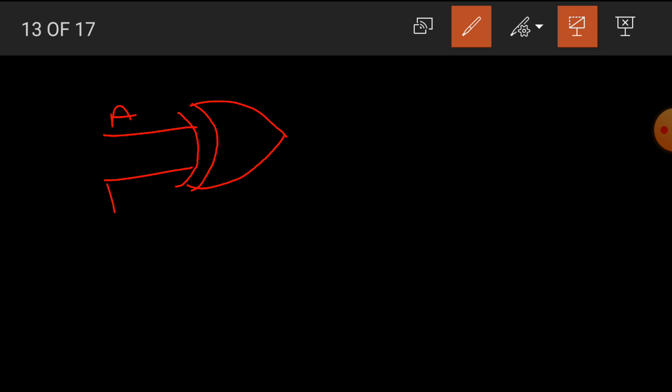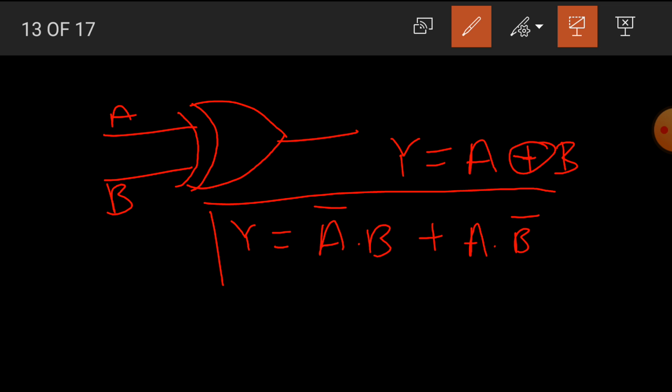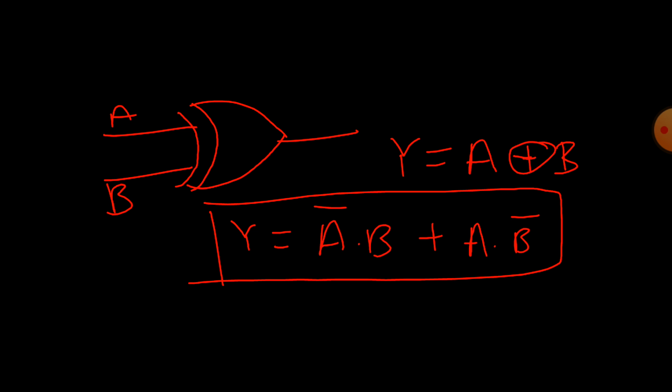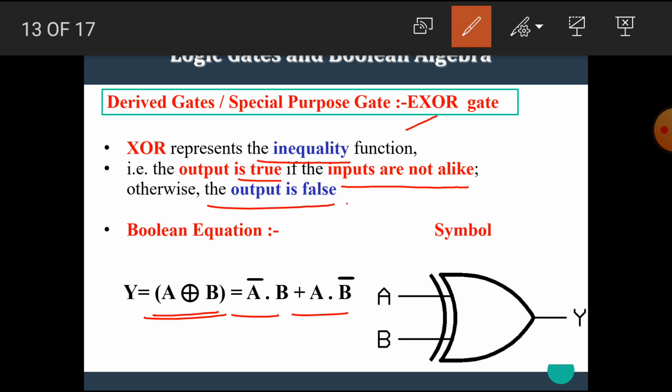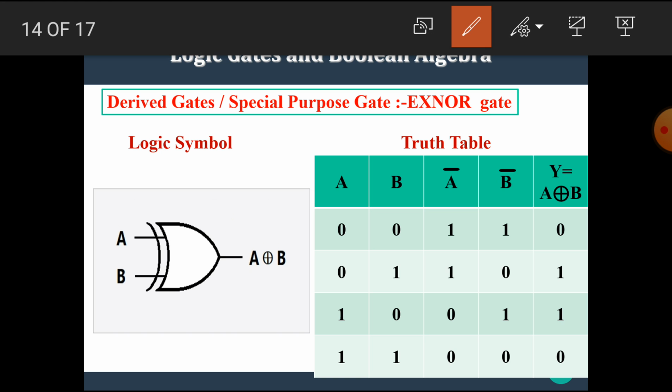If A and B are the inputs, then output Y is equal to A XOR B. That means we can write this equation as A bar into B plus A into B bar. This is the Boolean equation of the XOR gate. Okay, now let's see the truth table of the XOR gate.